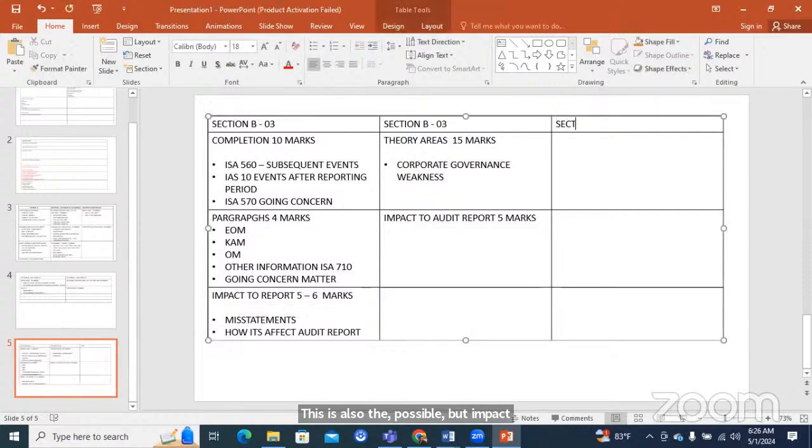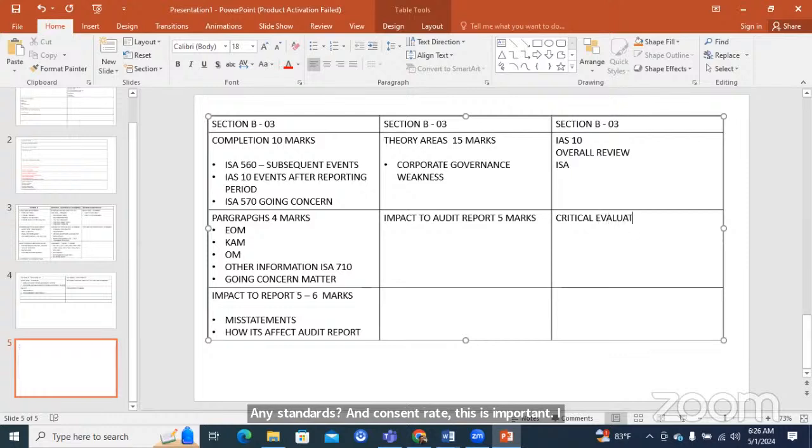Section B, question number 3. Another combination here is simply IAS 10 events, adjusting events and non-adjusting events. Overall review, any standards, and concentrate. This is important. I don't know how many of you all discuss this.